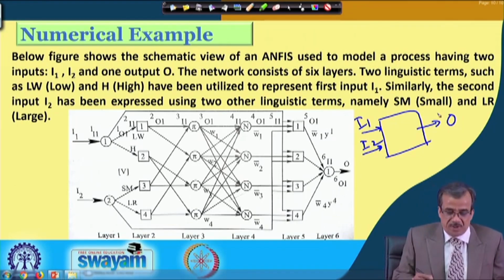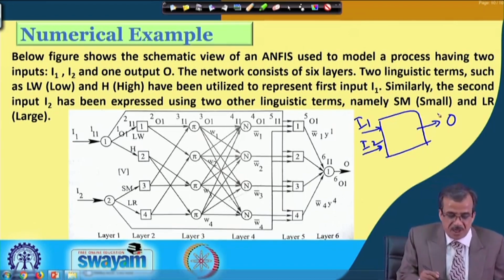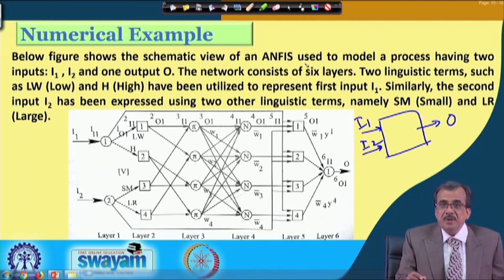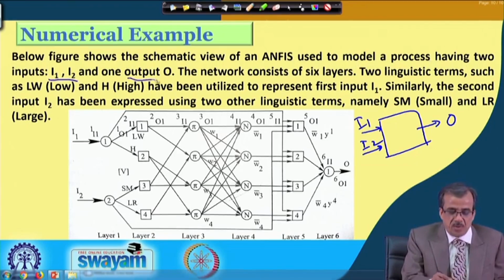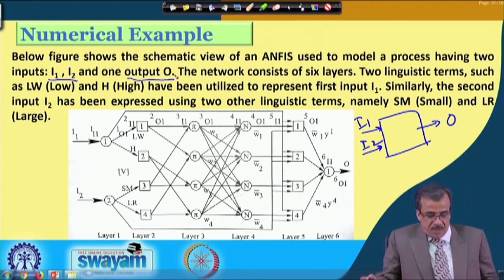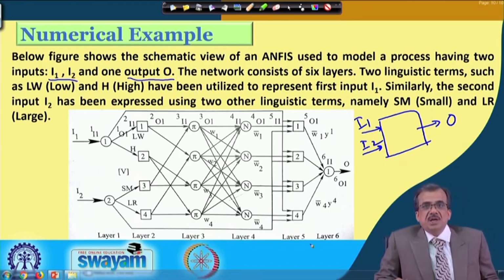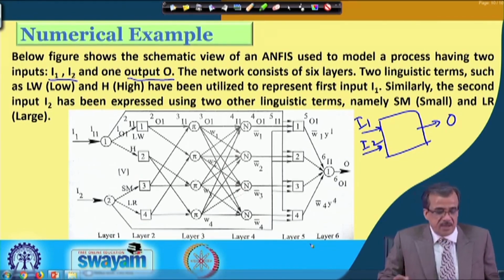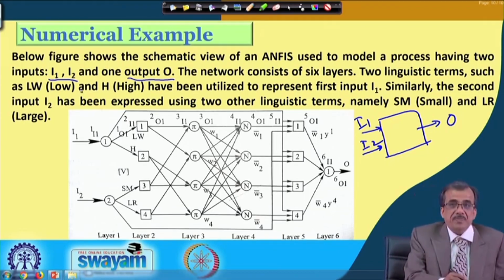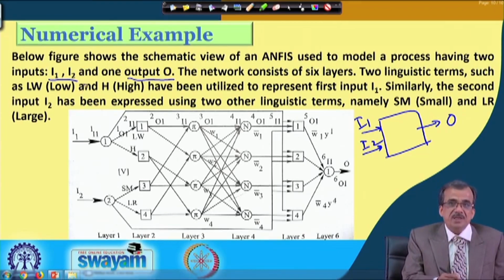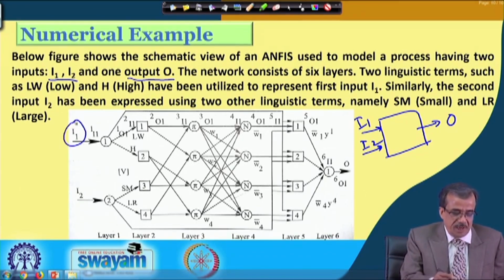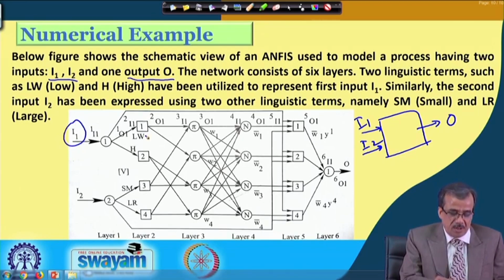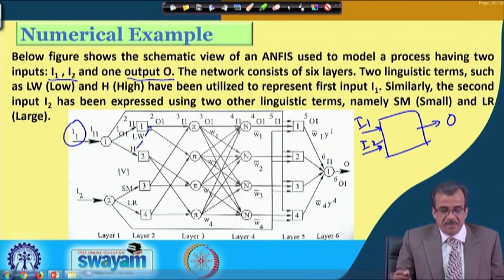Now, the statement of this particular numerical example is as follows. We will have to model, we will have to design one n phase, and the purpose is to model a process having 2 inputs I1 and I2 and one output, that is O. Now, in this particular n phase there are 6 layers and we use 2 linguistic terms to represent each of the input parameters for simplicity. For example, to represent I1, we have used low and high.